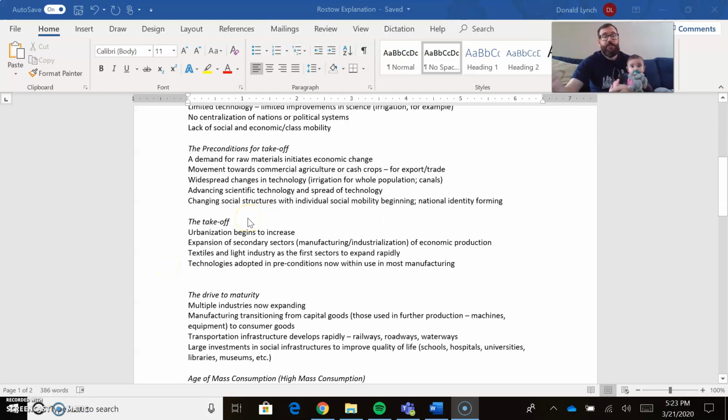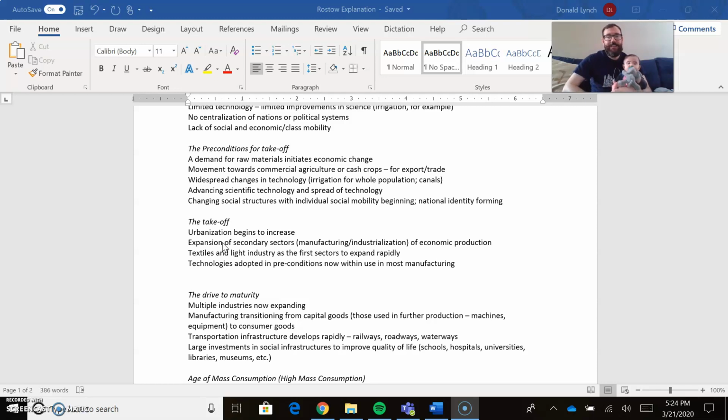Then we can move into the next stage, which is the takeoff stage. This is where large movements of population occur. We're no longer a rural system. We're starting to become urbanized, and so people start to move into urban areas as we move away from that very traditional mode of feeding ourselves. We start to expand into secondary sectors for economic production. So our country starts to produce their own manufacturing and their own industry outside of those that initially came in from external forces. Typically the first kind of industries that expand are textiles or light industries.